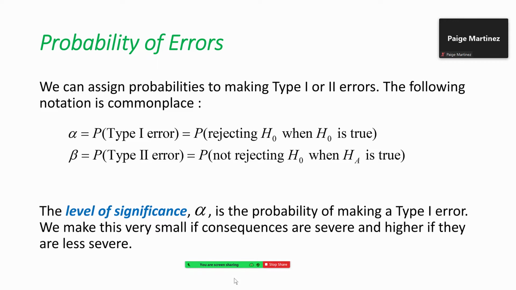So they assign probabilities to these errors. Alpha goes with type 1, rejecting H0 when it's true. And beta goes with type 2, failing to reject H0 when HA is true. So this level of significance, alpha, is the probability of making a type 1 error.